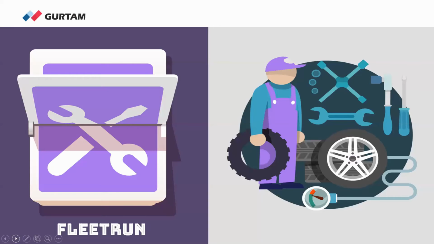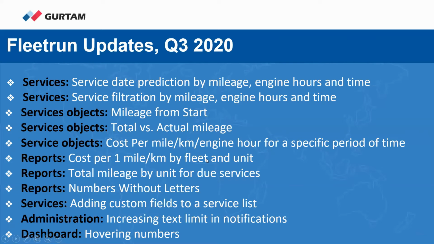I feel like Fleetrun has the most updates in the last quarter. We also now have service updates where we have service date prediction by mileage, engine hour, and time. We also have a service filtration by mileage, engine hours, and time. We have the new service objects and mileage from the start of operation. We defined the total mileage versus the actual mileage.